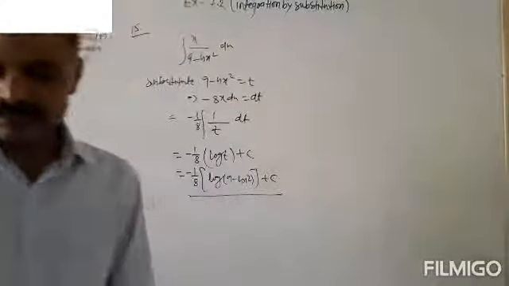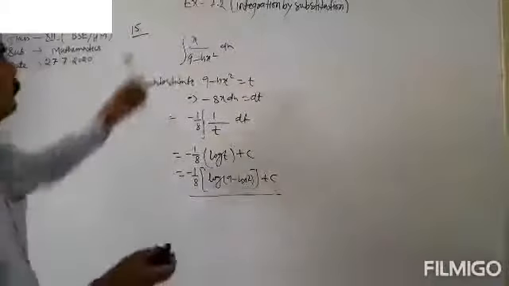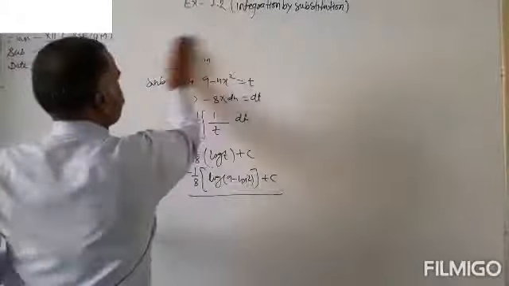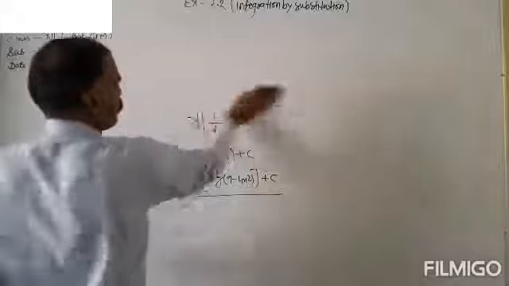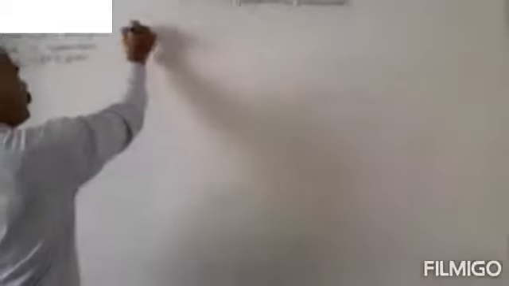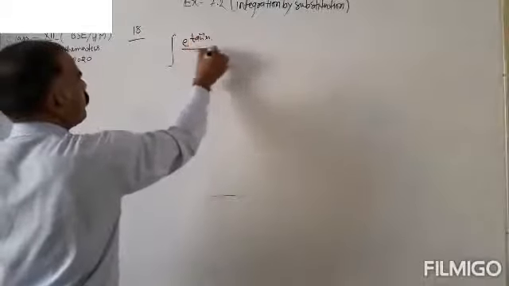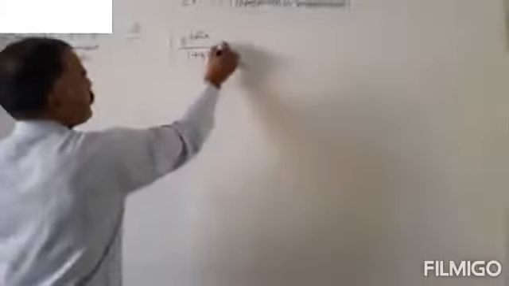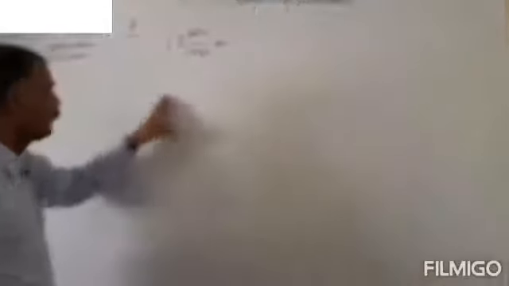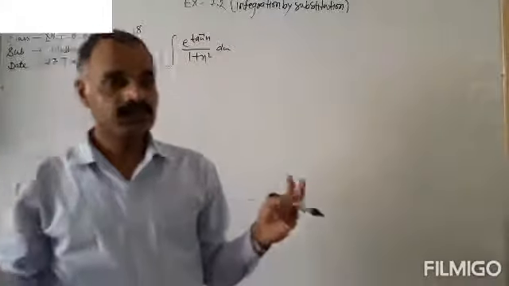Now let us take question number 18. Step by step we are at the middle of the exercise 7.2. Question number 18 is integrate e to the power tan inverse x upon 1 plus x square dx. So how to integrate this function? We are using the substitution method.